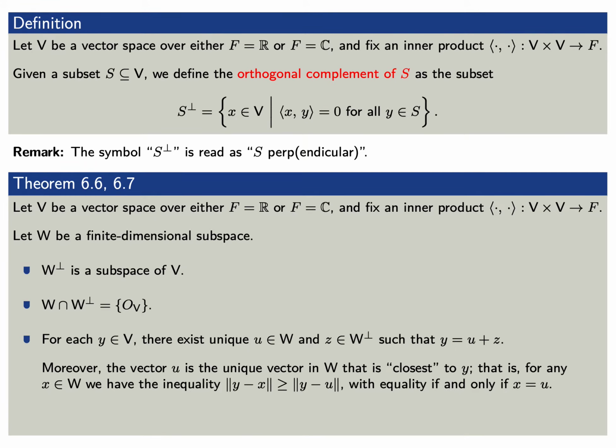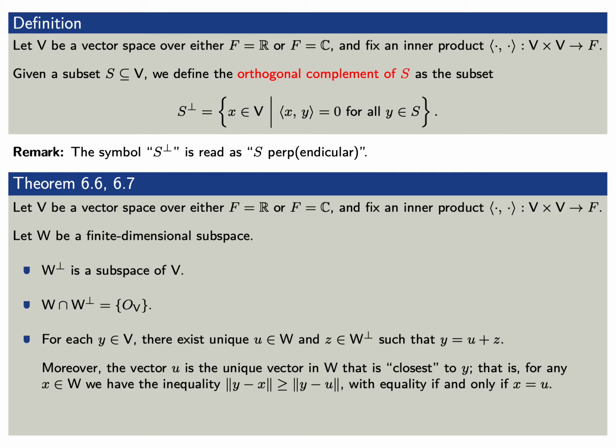Third, for any vector y, there exists a unique vector u in our subspace W and a vector z in our subspace W perp such that y equals u plus z. Moreover, this vector u is the unique vector in our subspace W that is closest to y. We can think of all of this as we did on the previous slide.